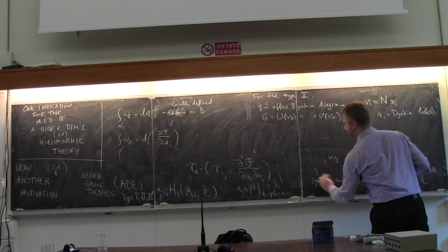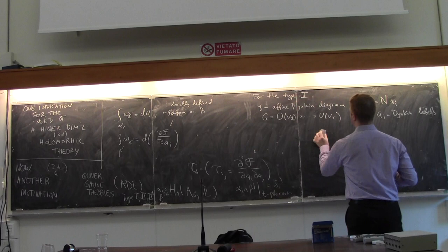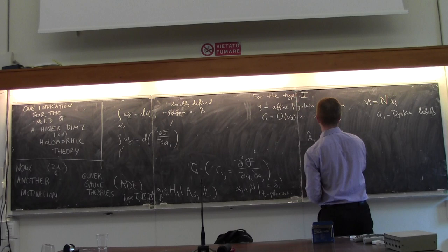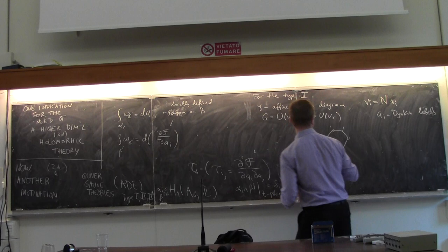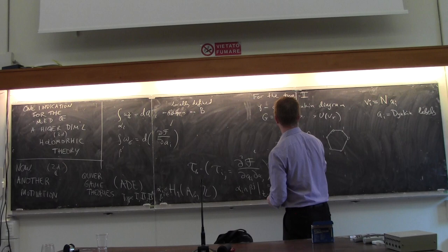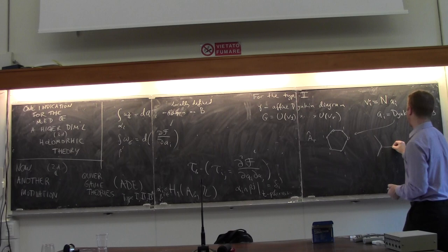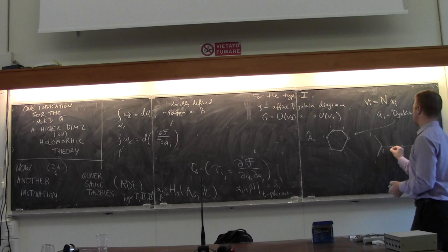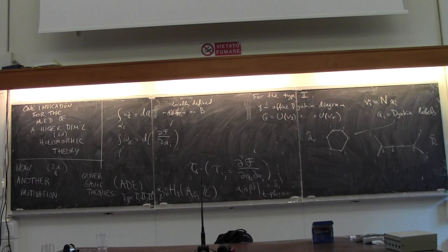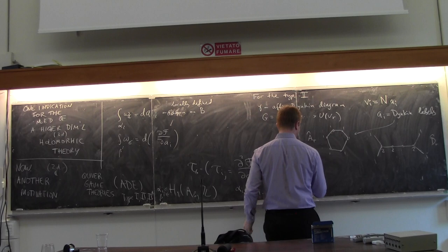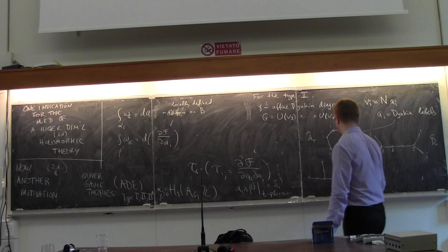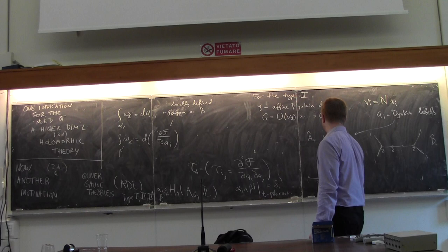So for the A-type quivers, all the ranks are equal to n times 1. For the D-type, you have four ones. In the middle we have twos, so this is for the D hat. For the E type, so this is E6 hat, we get 1, 2, 3, 2, 1, 2, 1.